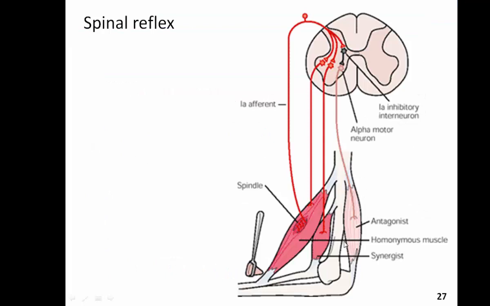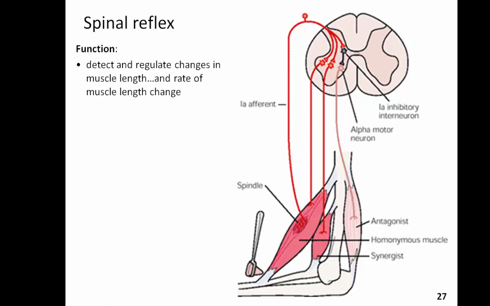The EMG can also be used to evaluate various reflexes. So we'll start this review with the spinal reflex. The spinal reflex is an inherent built-in mechanism in the neuromuscular system that's designed to detect and regulate changes in muscle length, as well as the rate of change in muscle length.